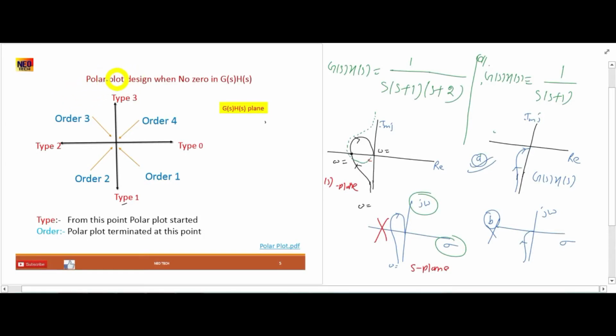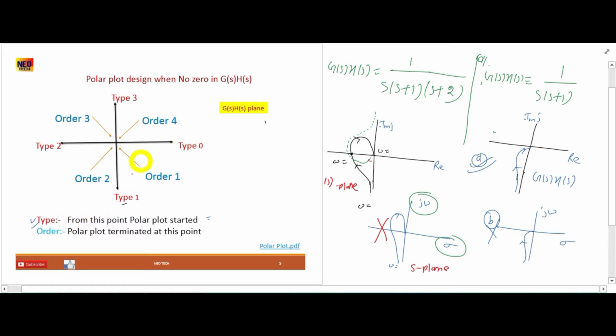मैंने फर्स्ट लेक्चर में पोलर प्लॉट डिज़ाइन के लिए स्लाइड को शेयर किया था। यहाँ पे हमने डिस्कस किया था टाइप 0, टाइप 1, टाइप 2 एंड टाइप 3 सिस्टम एंड सिमिलरली ऑर्डर 1, ऑर्डर 2, ऑर्डर 3 एंड ऑर्डर 4 सिस्टम। हमने डिस्कस किया था what is the plane of this, what type of this plane. This is the GSHS. Now always we discussed about type. What is the type? From this point polar plot started and at this point polar plot is terminated.